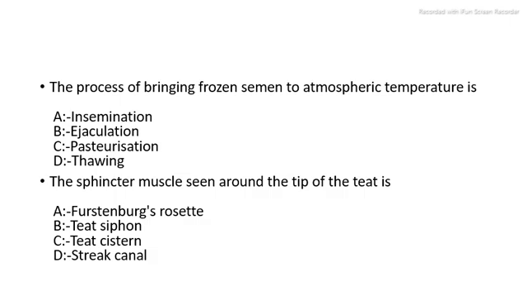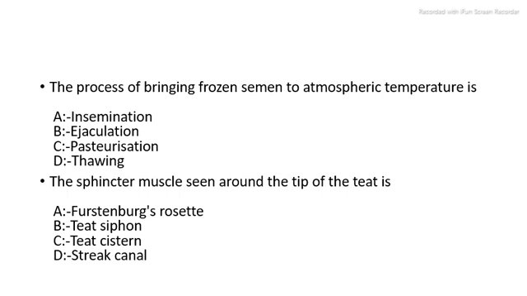Next question. The process of bringing frozen semen to atmospheric temperature is called option A insemination, option B ejaculation, option C pasteurization, option D thawing. So we know that thawing is the process in which it is bringing frozen substance to atmospheric temperature. So in the case of semen or in any substance, the process of bringing frozen substance to atmospheric temperature is called thawing. So the correct answer is option D, thawing.